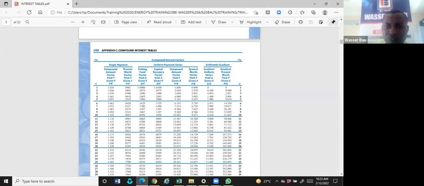So that is the interest table for you. Then the last one, but not the least, is the present worth. When do you need a present worth? Present worth means I'm looking for the present worth given the annuity, the annual amount.